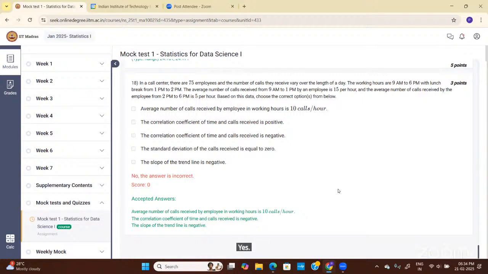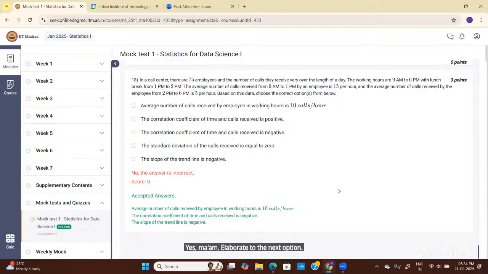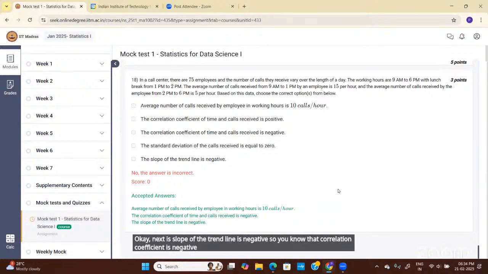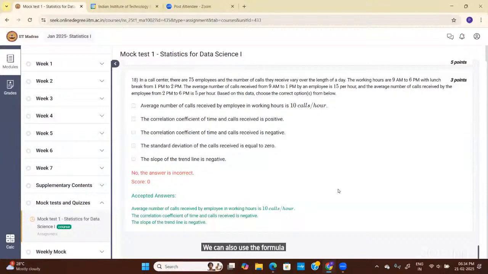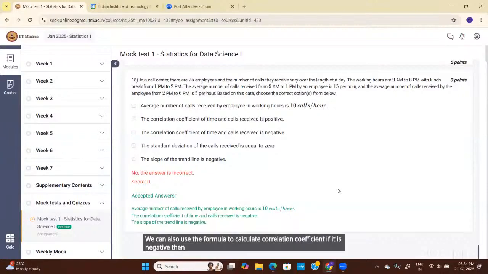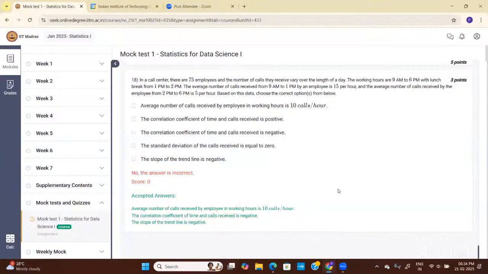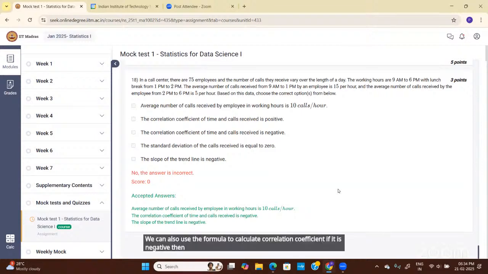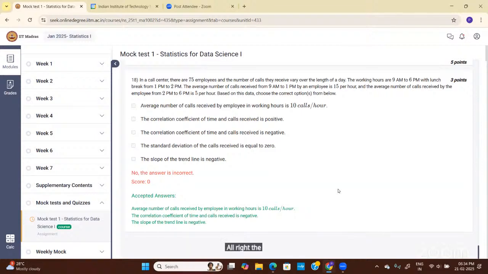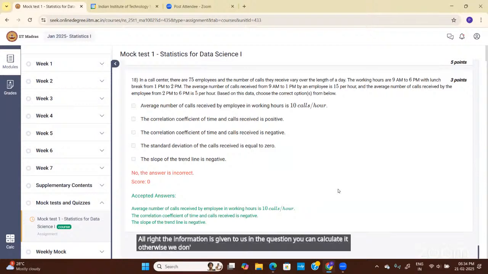Next option is the slope of the trend line is negative. So you know that the correlation coefficient is negative. So the slope will also be negative in that case. Ma'am, we can also use the formula to calculate the correlation coefficient. If the information is given in the question, you can calculate it. Otherwise, we don't have to calculate the correlation coefficient here.